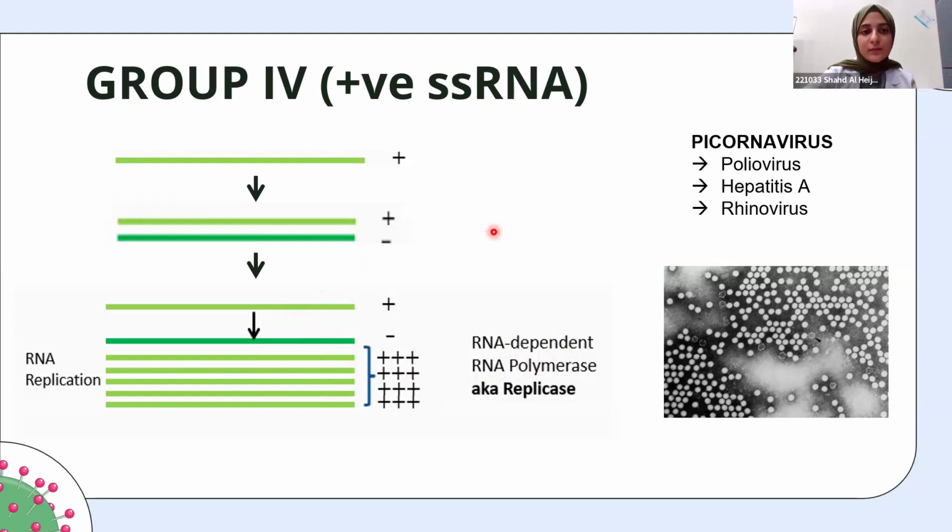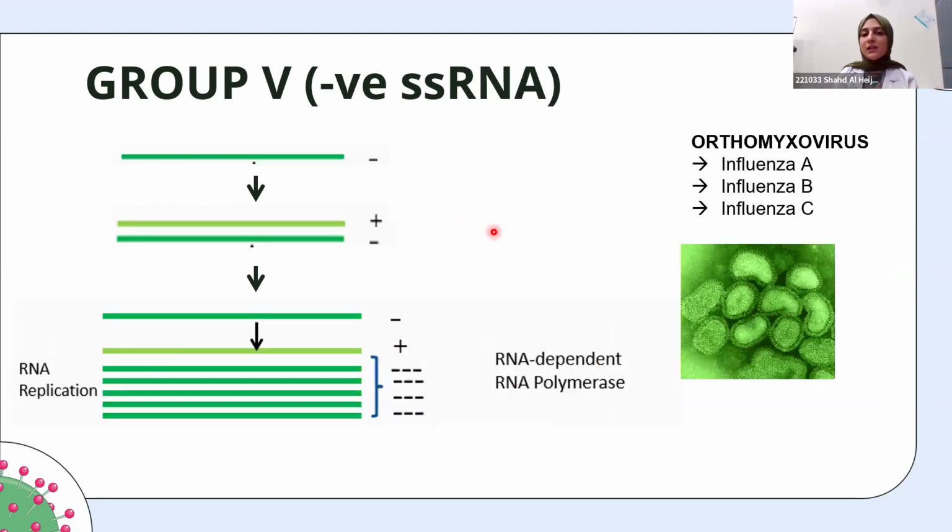All good? Group 5, again, single-stranded RNA, but negative strand. Here we have orthomyxoviruses, which are influenza A, B, and C. What did we say? We said something special about influenza. What was it? Anyone remembers? It replicates in the nucleus, not in the cytoplasm. Yes, exactly. So we said all RNA viruses are usually in the cytoplasm and influenza in the nucleus.